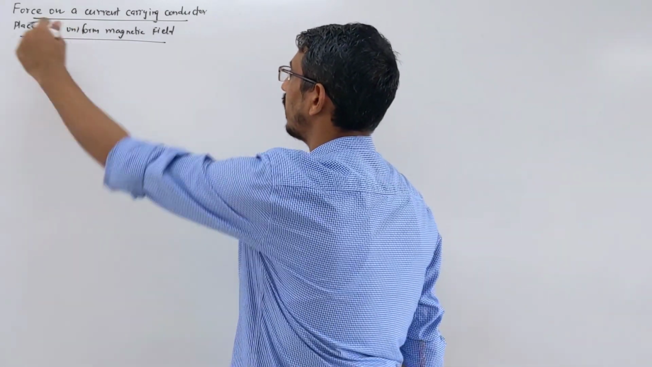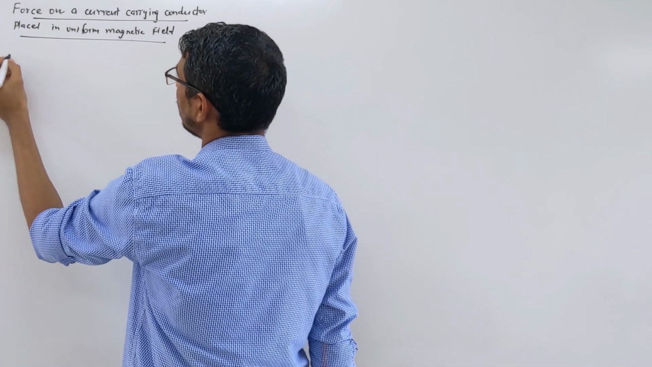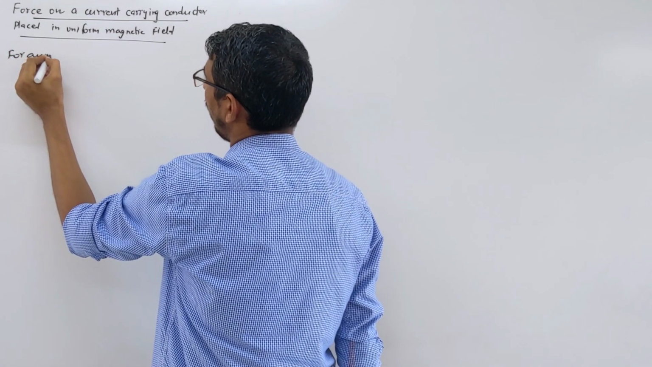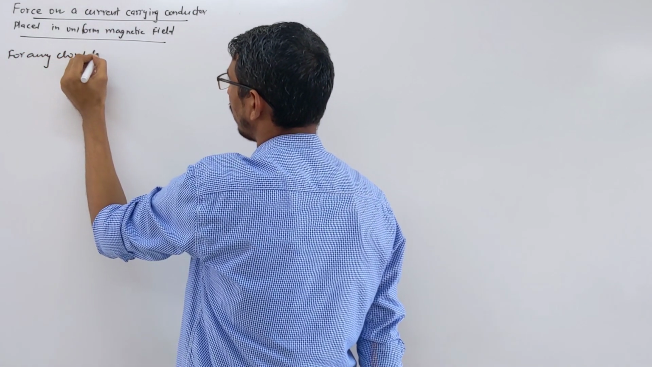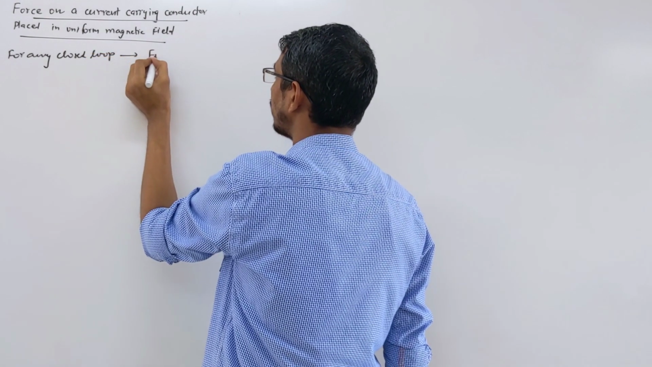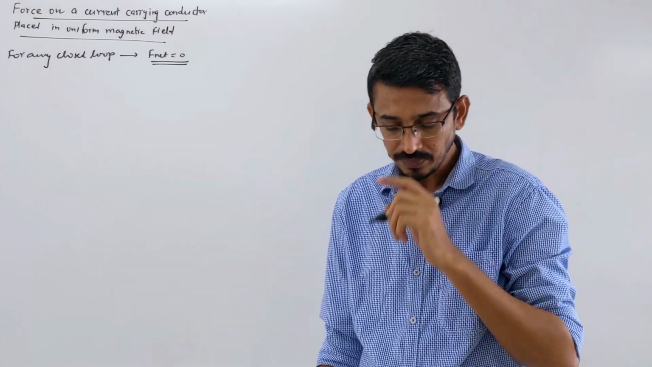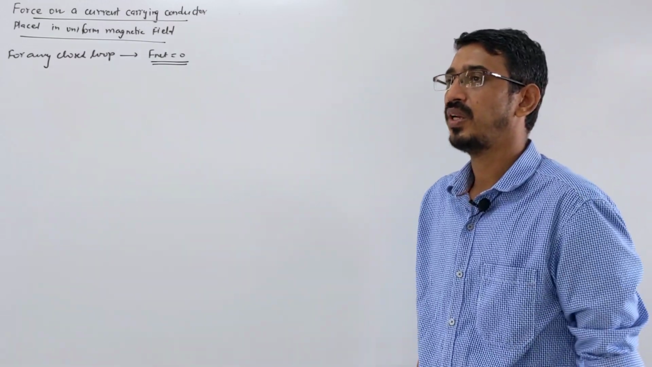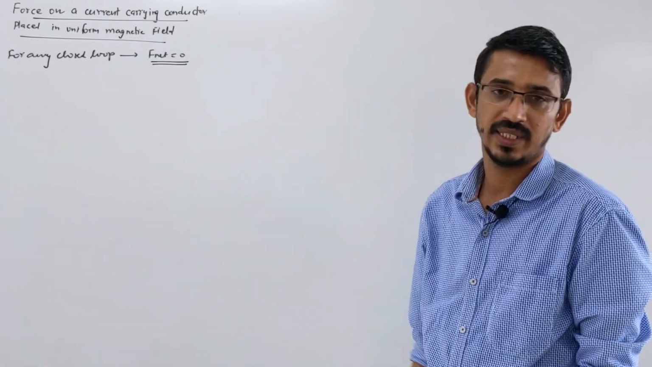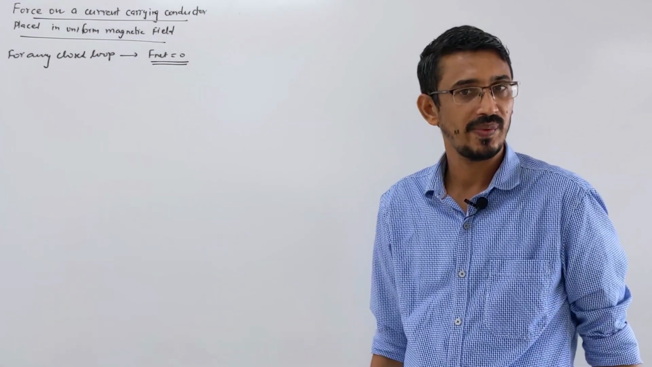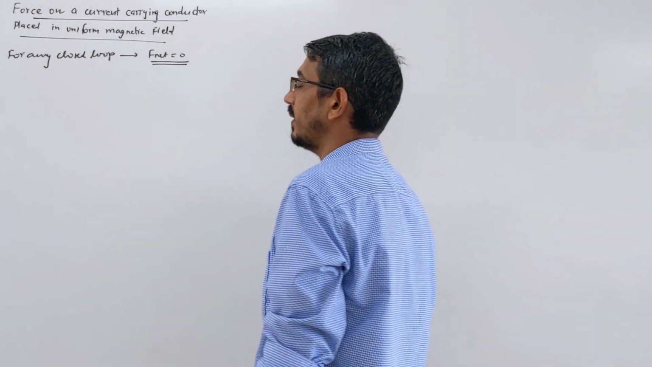So you have a closed loop, then force is always what? 0. So for any closed loop, your net force is always what? 0. Very important thing. At least 4 to 5 theory questions have been asked based on this idea: if a closed loop is placed inside a uniform magnetic field, then net force will be what? Always 0.